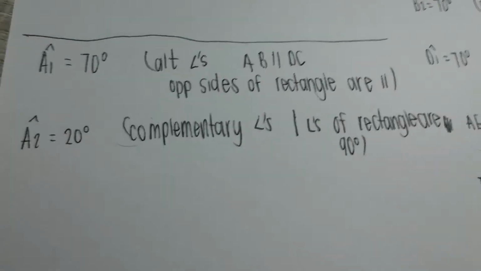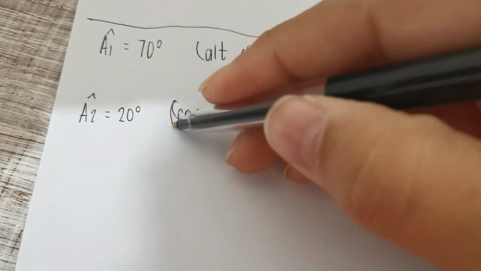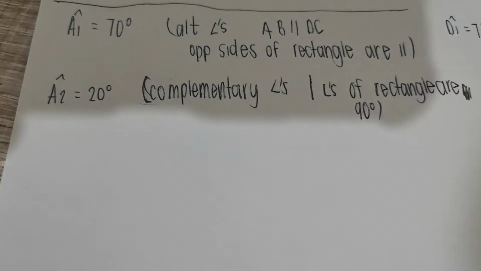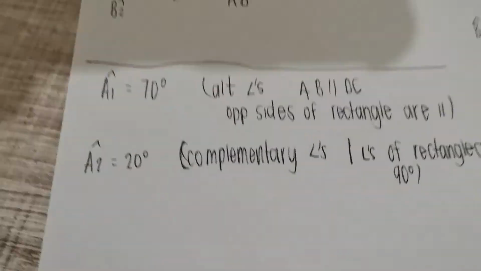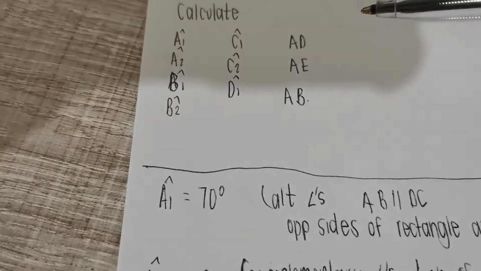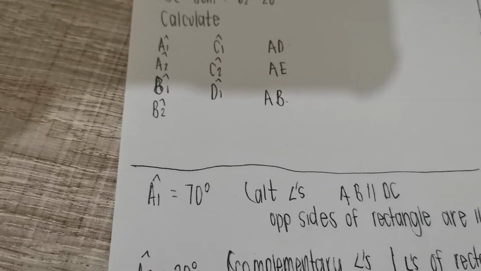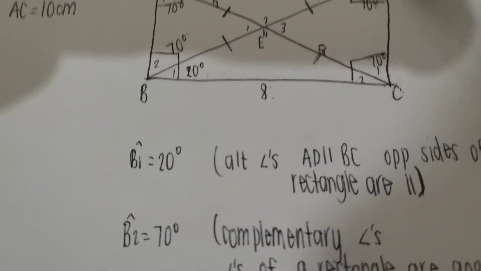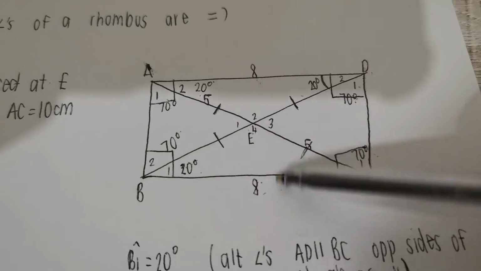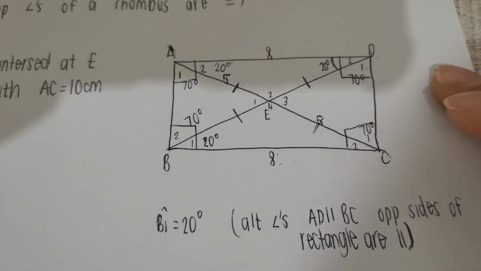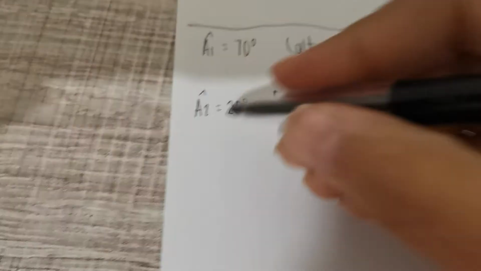Okay, that's a bracket. There we go. So we figured out all the angles that they wanted us to figure out over there. Now we need to figure out lengths of AD, AE, and AB. AD, we already mentioned this, is equal to 8 because opposite sides of a rectangle are equal.